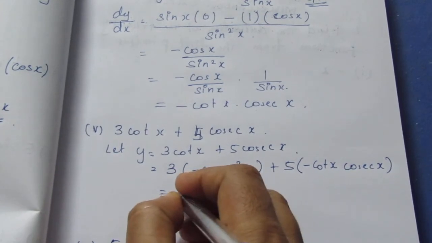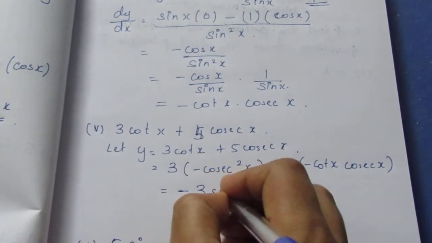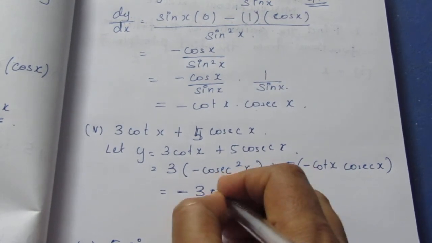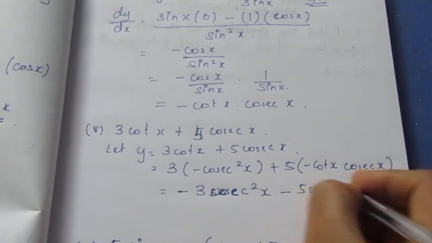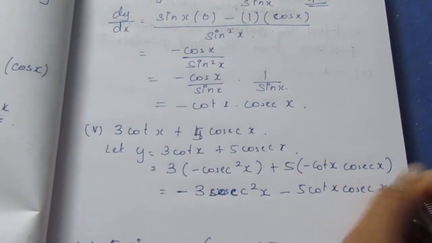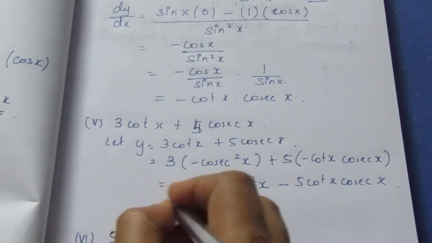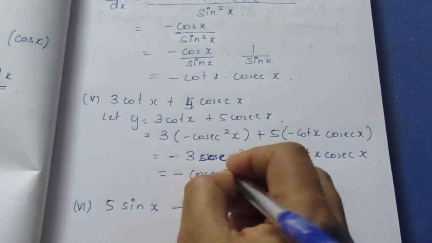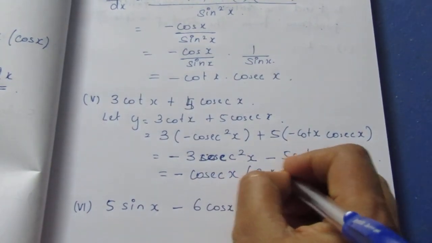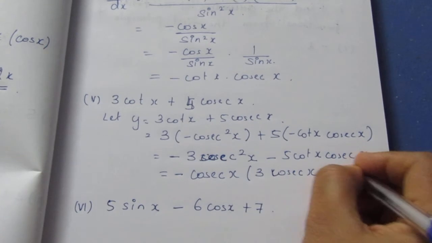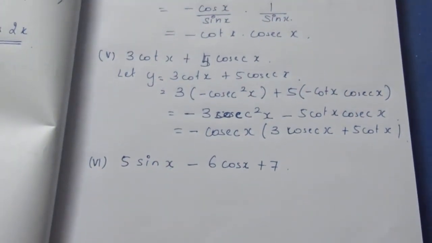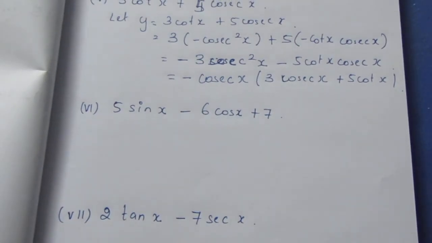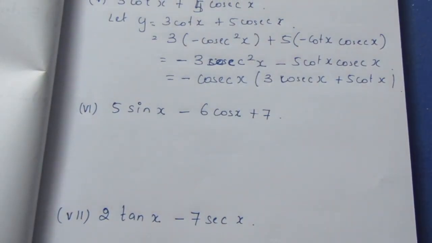Now this becomes minus 3 cosecant square x minus 5 cot x cosecant x. You can also take them separately as minus cosecant x outside, 3 cosecant x plus 5 cot x. Both ways you can write it. We'll move on to the sixth one. The question here is 5 sin x minus 6 cos x plus 7.